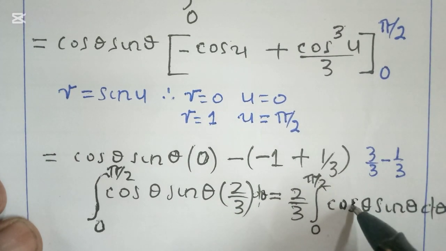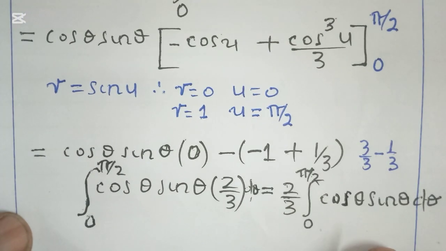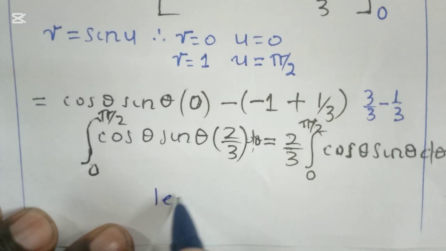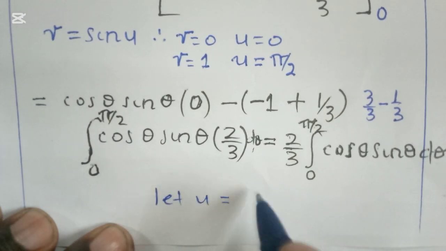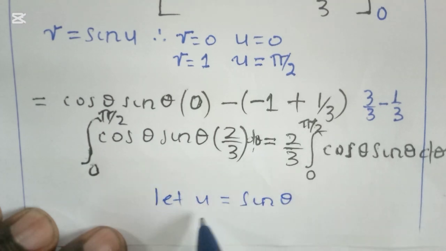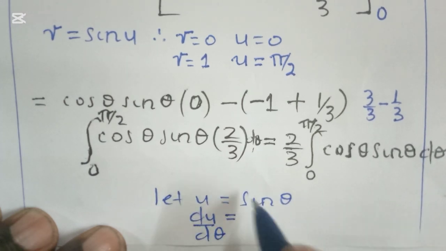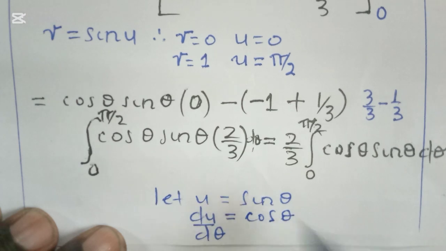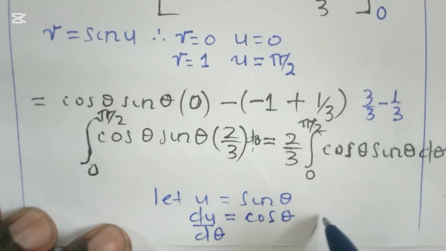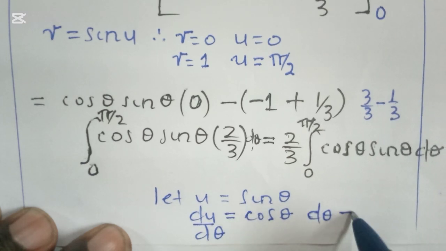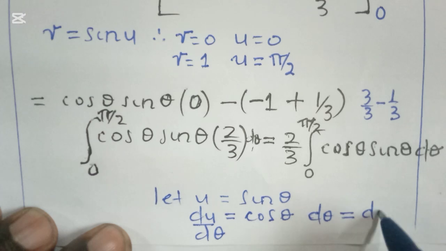So guys, from there we are almost finishing. We can say let u be equal to sine theta, so that du d theta equals cos theta. And so therefore our d theta equals du all over cos theta.